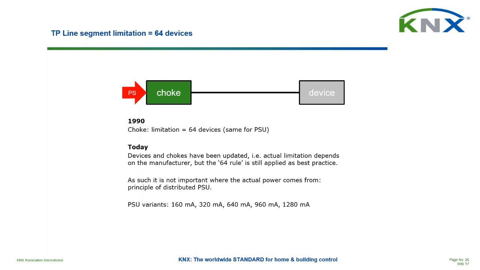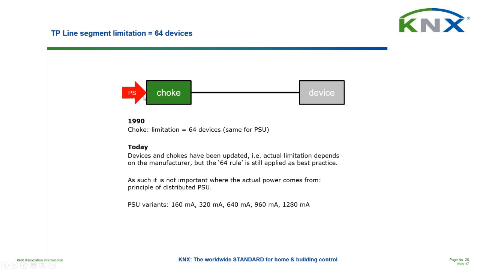The twisted pair line segment limitation is 64 devices. Actually, this is coming from the 90s, when KNX was born, so to say. Back then the limitation was indeed 64 devices. However, today these devices and the chokes have been updated, so they have improved technology, and that means that the actual limitation now depends on the manufacturer. So it's no longer 64 devices. However, the 64 rule is still applied. So it's still considered best practice.